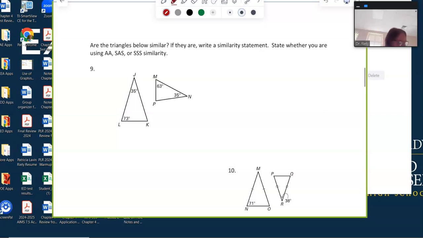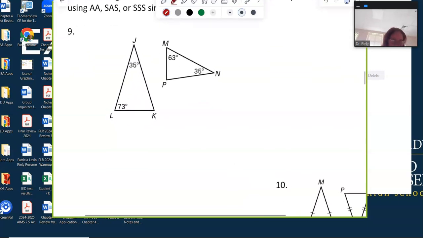When you've been given angles, always find the missing angle because you know you have 180 degrees inside. So do that subtraction and you get 72 over here. And doing the same thing because it's another triangle with 180 degrees inside, this becomes 82. Do you have two angles that are identical? It looks like I only have one angle. That is not enough. These are not similar.